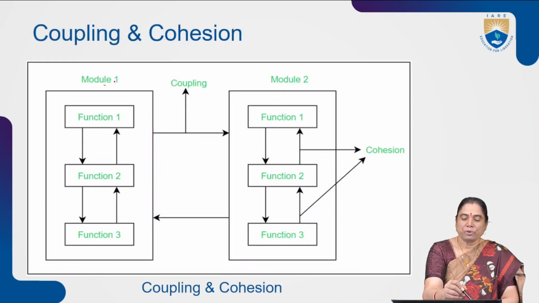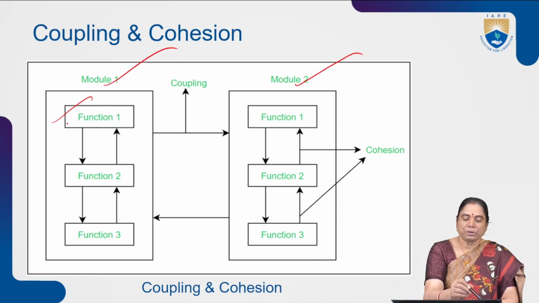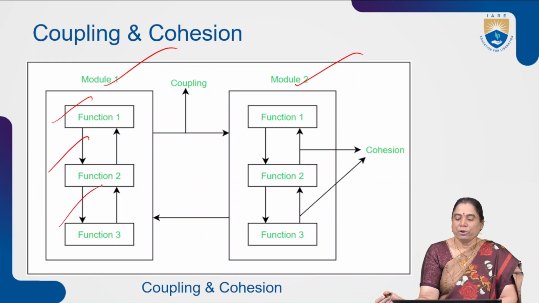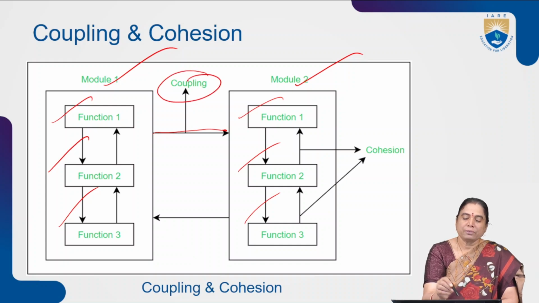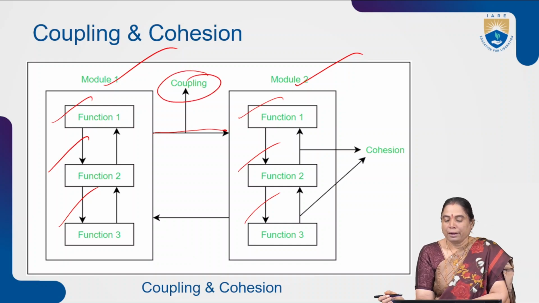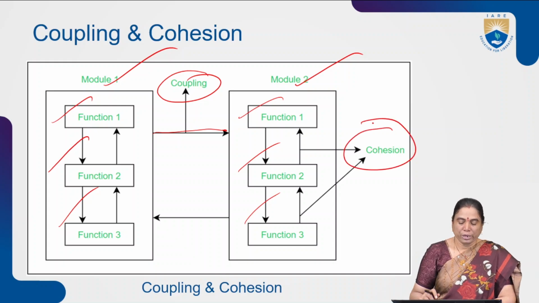Here this is module 1 and this is module 2. Module 1 provides three functions: function 1, function 2, function 3. Module 2 also provides three functionalities. If module 1 achieves its functionality in association with, or depending on, module 2, then the degree to which it is dependent is generally referred to as coupling, and the degree to which a module independently and single-mindedly achieves its functionality is generally referred to as cohesion.